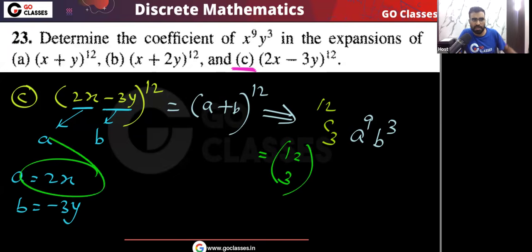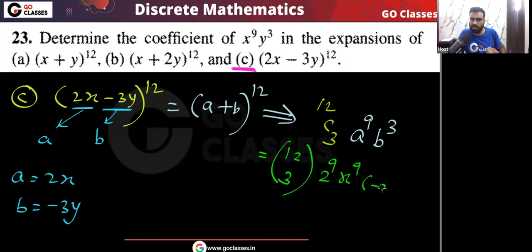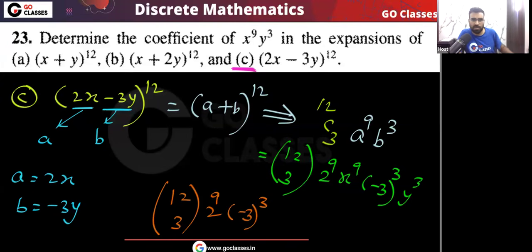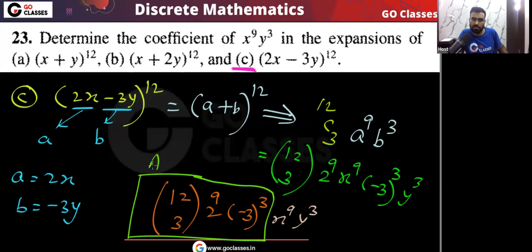This A is equal to 2x, so that will be 2 power 9, x power 9. And B will be equal to minus 3y, so that will be (minus 3) power 3 and y power 3. So your final answer will be 12C3 multiplied by 2 power 9 and (minus 3) power 3, x power 9, y power 3. So remember, this is going to be the answer. Very simple. So like this, you can solve all these questions.